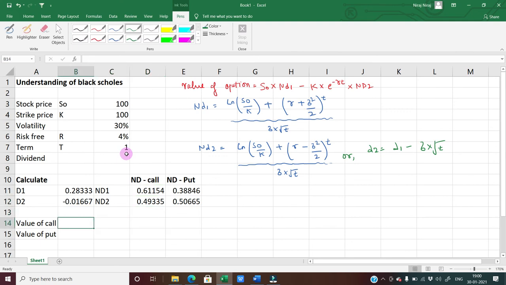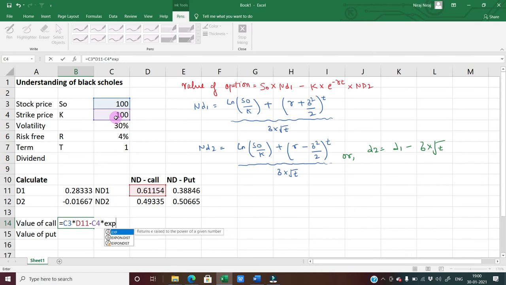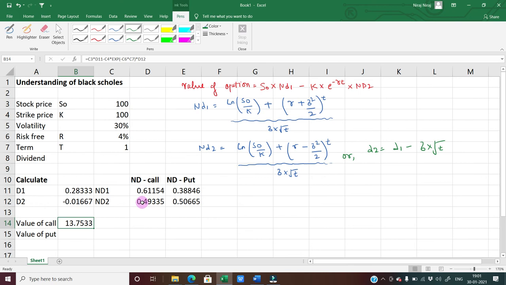And now if I have to calculate the value of the call option, then my answer will be my S0 multiplied by the value of ND1, minus my strike price into e to the power minus RT, which is like the present value, EXP. The formula in Excel is EXP multiplied by minus R, which is 4%, into T, which is 1, bracket closed, multiplied by ND2. So 13.735 is my answer for the value of the call.